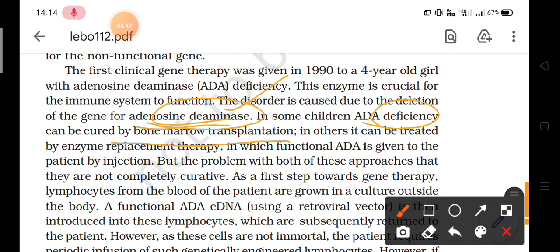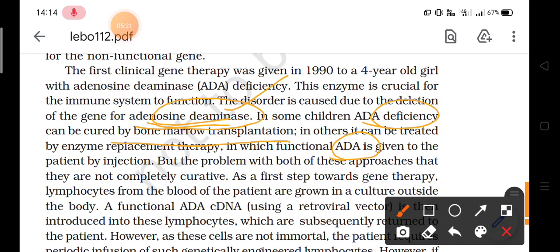What is being done in this? Because the gene is not there, or the gene is defective, ADA is not there. What is the function of that gene? To produce the enzyme. So the ready-made enzyme is provided in the body. This is known as enzyme replacement therapy, in which ADA will be given by injection. But in both cases, either bone marrow transplantation or enzyme therapy, what is the problem? In bone marrow, blood cells are formed, and blood cells are not immortal.